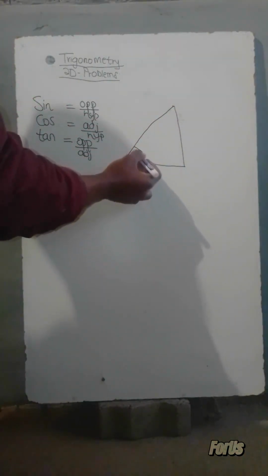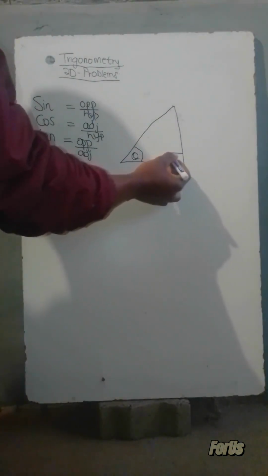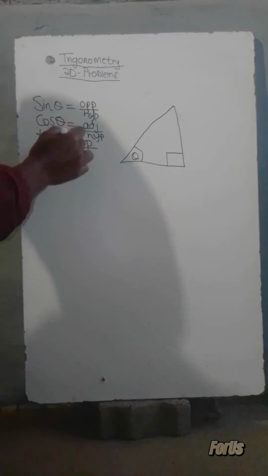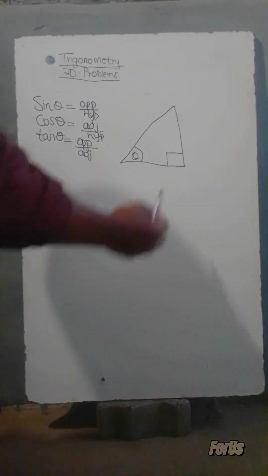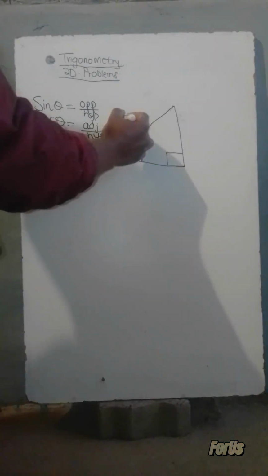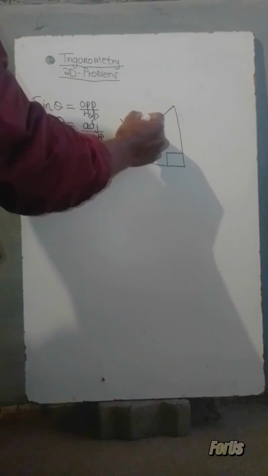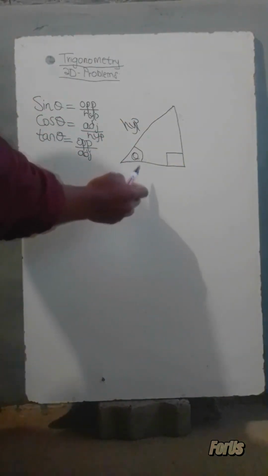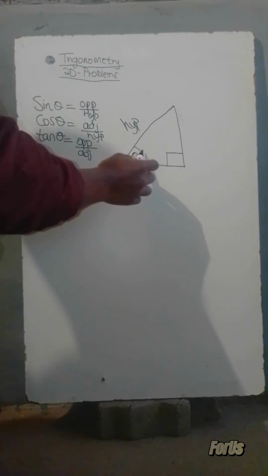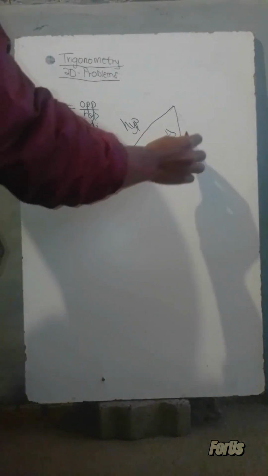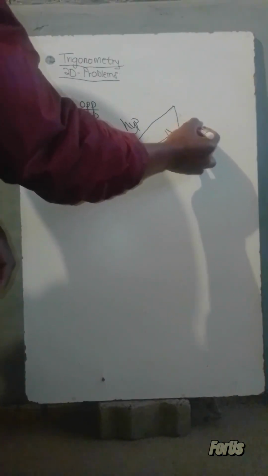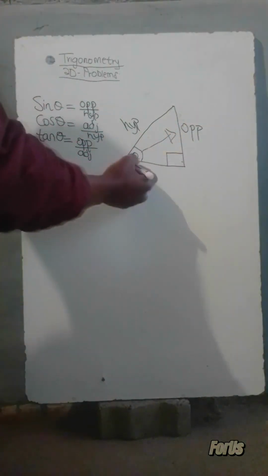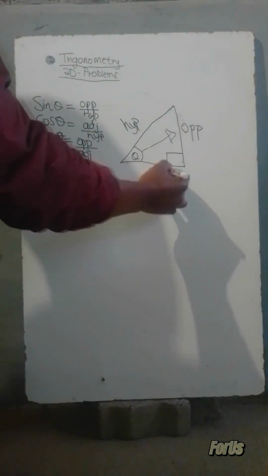And we have an angle of theta here. This is the right angle triangle. Now the sine of theta, cos theta, and the tan theta. Now to label this right angle triangle, the longest side is going to be the hypotenuse. Next is the side that is opposite to this angle here. This side is going to be the opposite side. Next is this side, the last one, is going to be the adjacent.